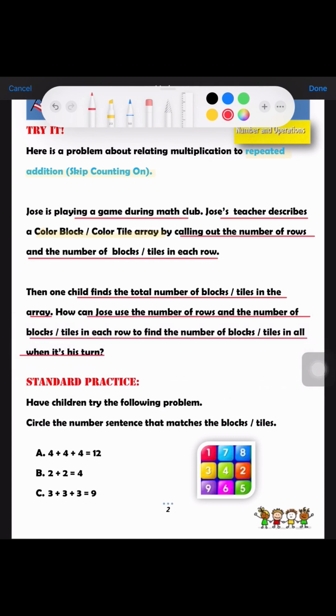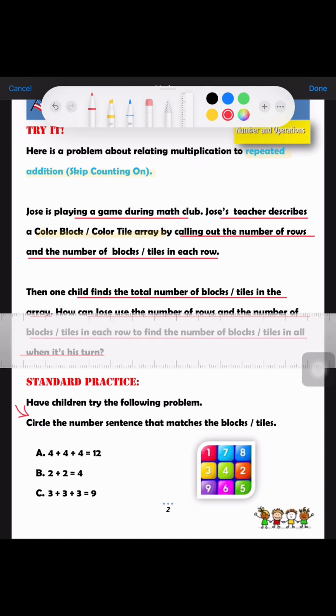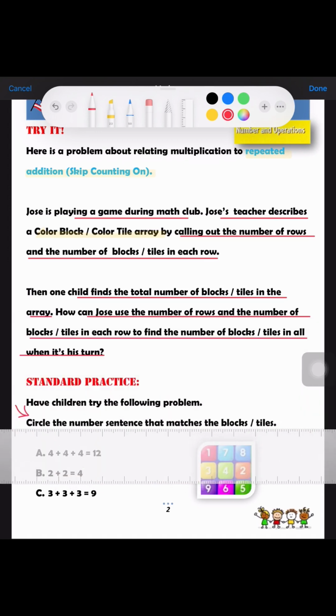Okay, so take a look at the examples below. So here we got some blocks, and here we need to find the total number of blocks, and we need to circle the number sentence that matches the blocks.